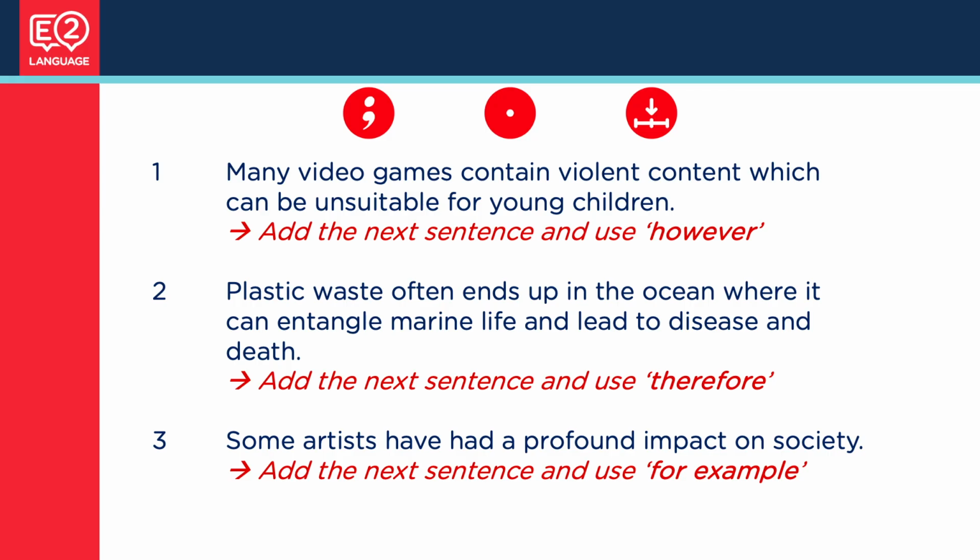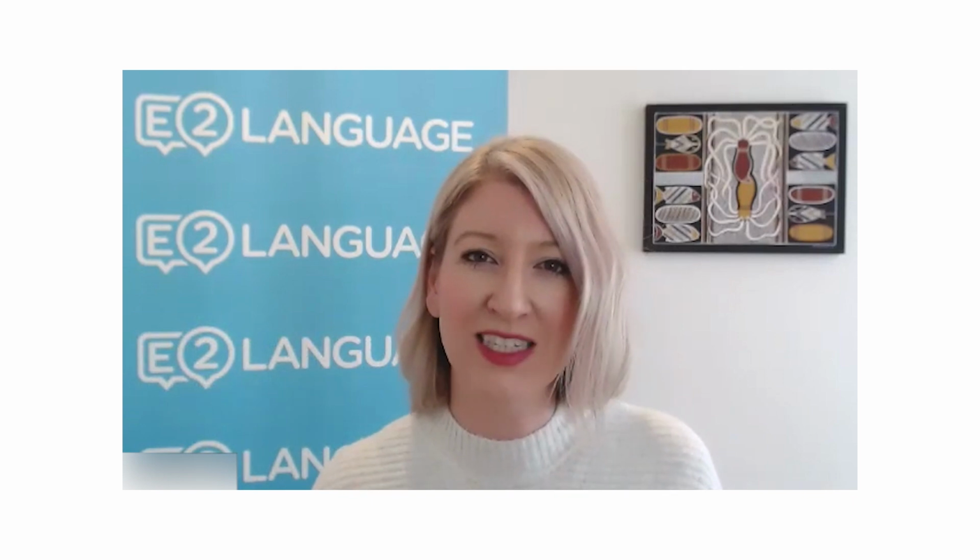Third one, some artists have had a profound impact on society. Your job, add the next sentence and use "for example". So think here about a specific artist who had an effect on society. Now, with all of these, of course, I would recommend try to use a combination. Use semicolon, make a sentence with a full stop, and for at least one of them, move the linker away from the beginning of the sentence.